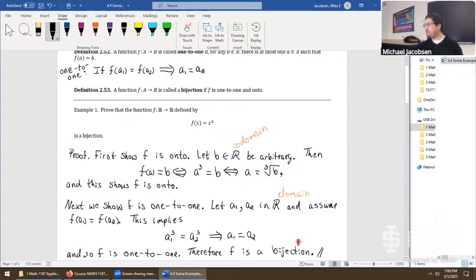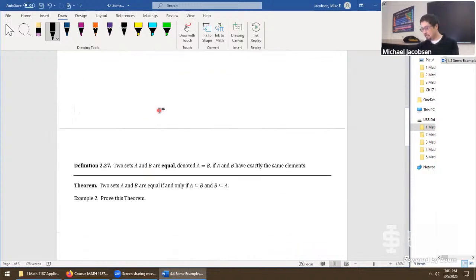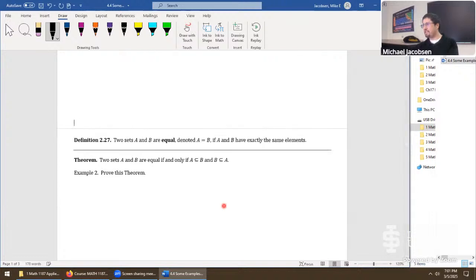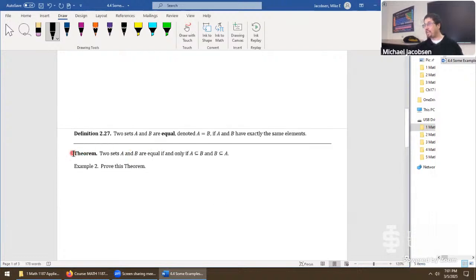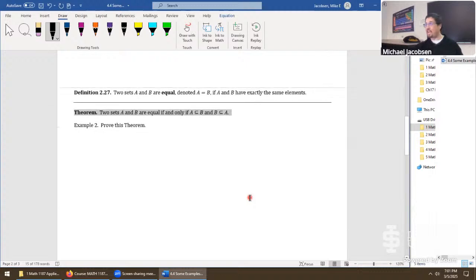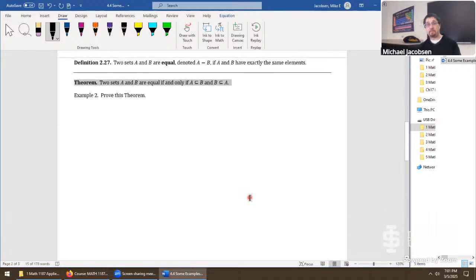Okay, let's see if we can get through one last one, and then we'll call it a day officially for the week. So here's the last one. Again, this one is an interesting fact on its own, a very, very useful fact in set theory. And sets, they come up all the time.